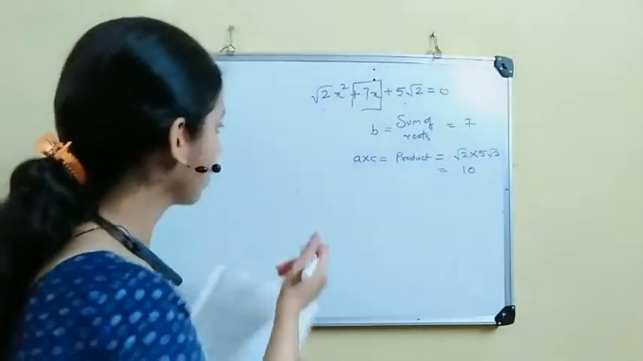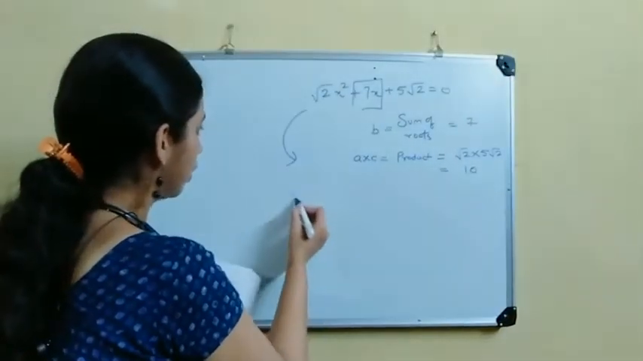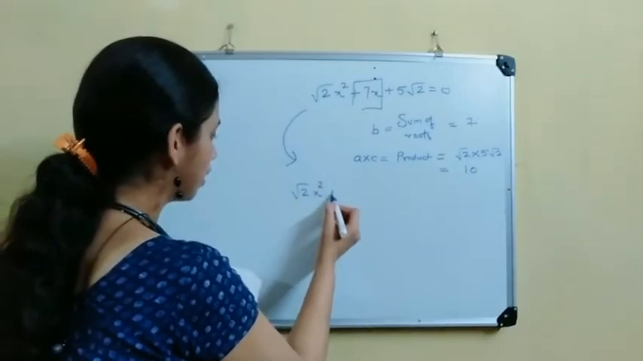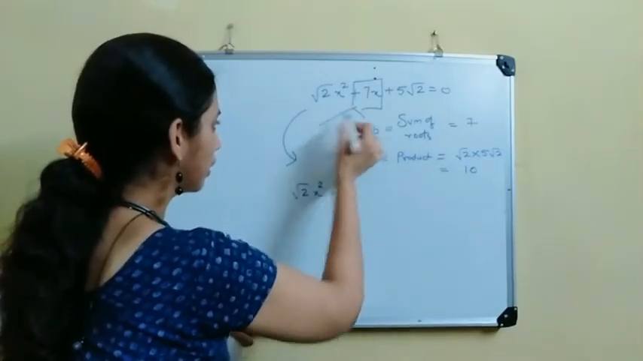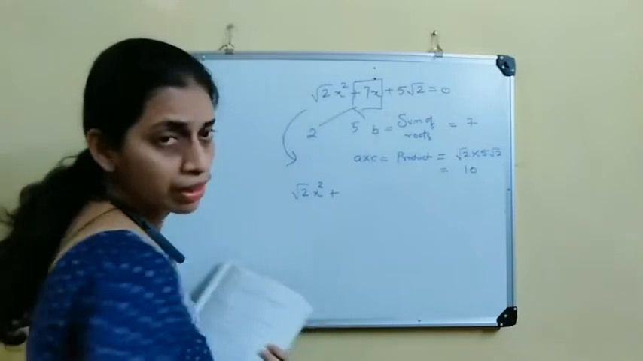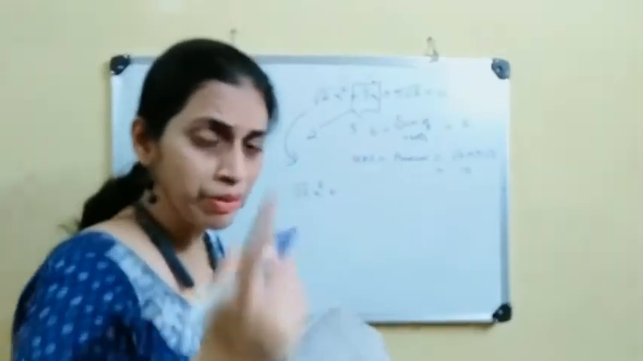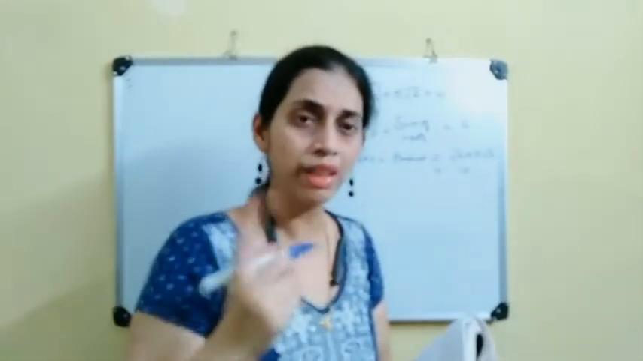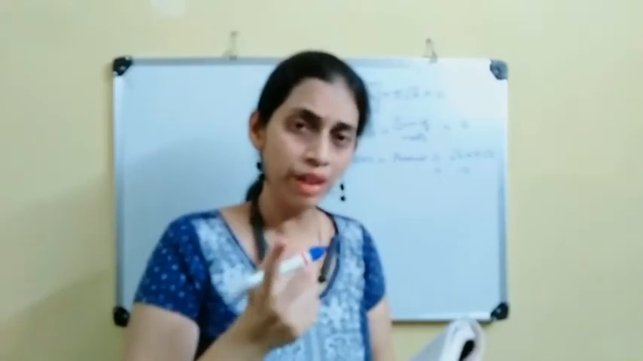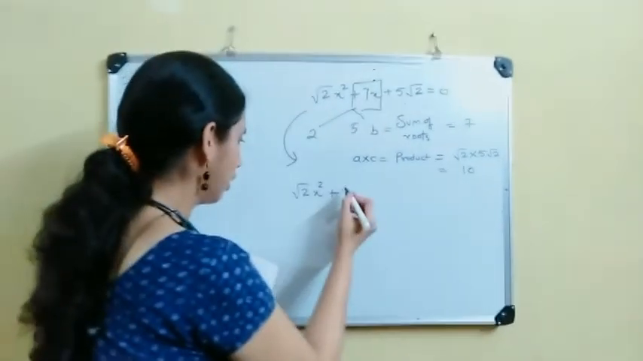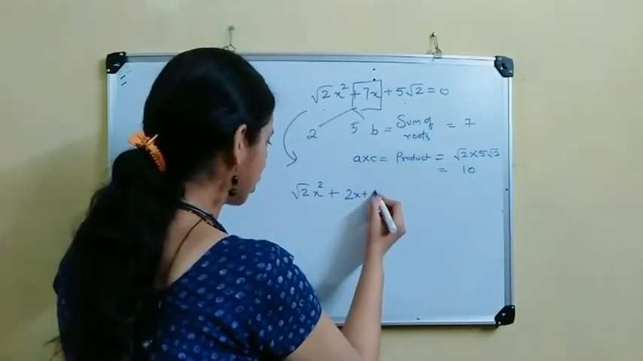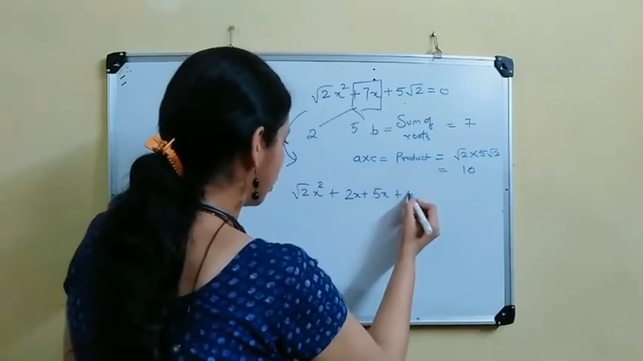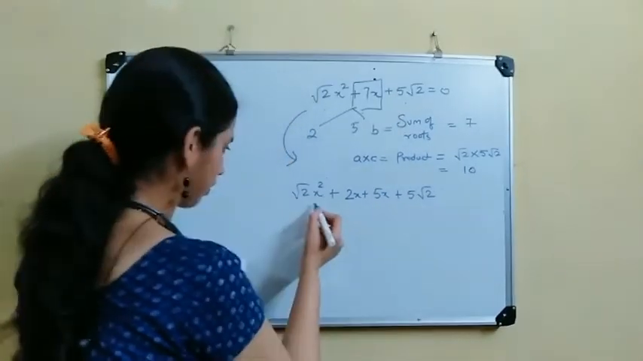तो यहाँ पे हम लोग कैसे करेंगे? Root 2x square, 7 को मैं अगर split करना चाहती, we have 2 and 5. If you are multiplying 2 and 5, you are getting 10. And if you are adding 2 and 5, you are getting 7. Correct? So here you have to write root 2x square plus 2x plus 5x plus 5 root 2.